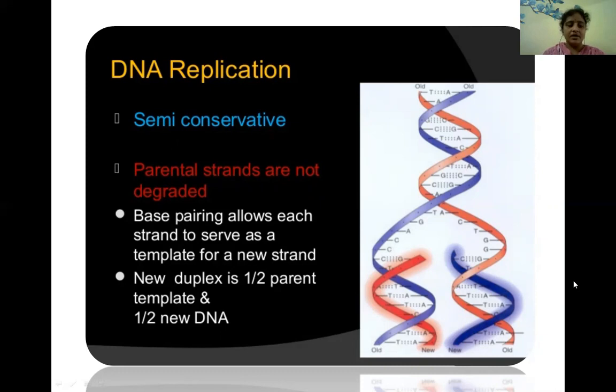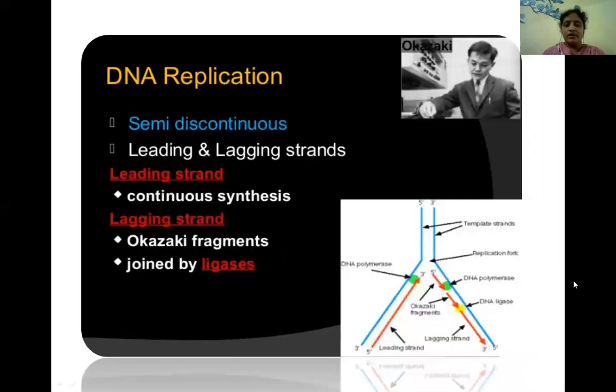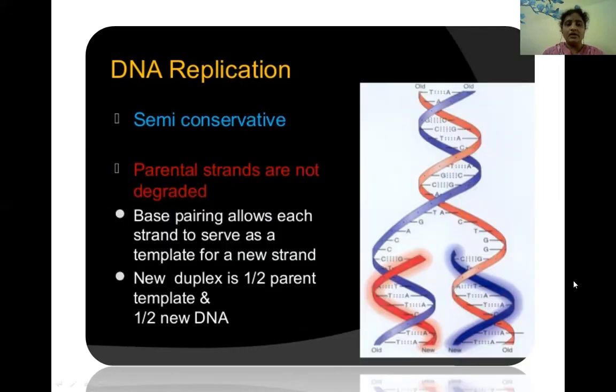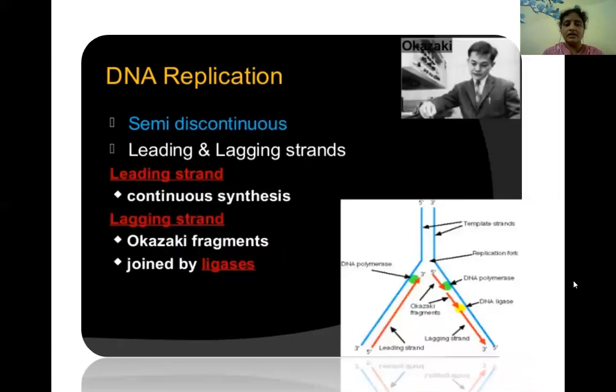DNA replication exhibits the following characteristics. This is the semi conservative model. This is one characteristic, and another characteristic is the semi discontinuous model.